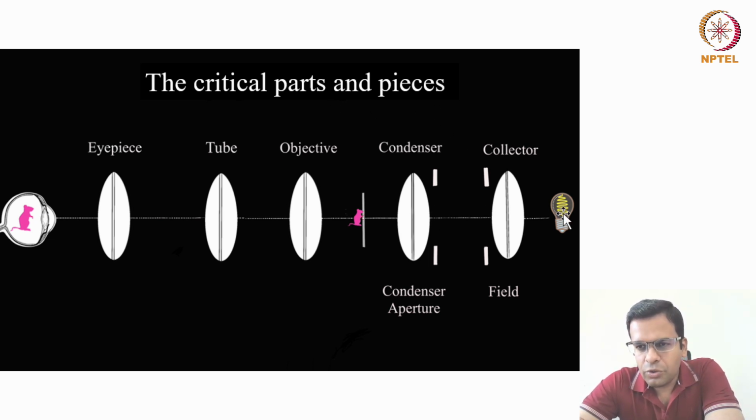So let's say this is the light source, then this is the collector lens, then this is the condenser lens, and then this is your sample. Okay, so here the sample is red. And this is the objective lens. These are some tube lenses followed by the eyepiece, and here is your eye.